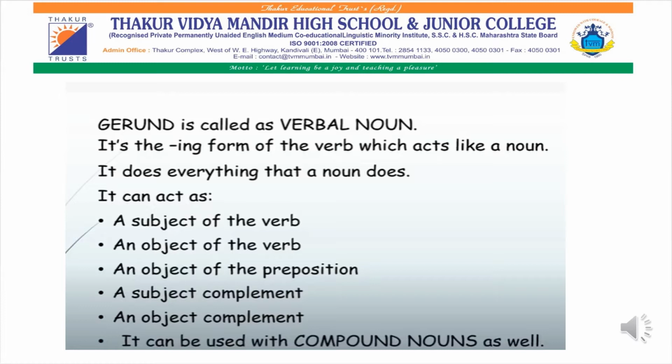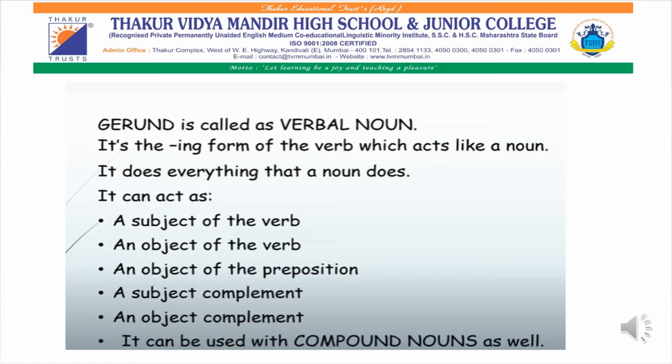It can act as a subject of the verb. It can act as an object of the verb. It can also act as an object of the preposition, a subject complement, an object complement, and it can be used with compound nouns as well. In a particular sentence, it is not necessary that you will get a gerund at the start where the subject is. It can be anywhere. And if you get in a sentence a verb which ends with ing, that is V1 plus ing, then that word can be a gerund and can be a participle also.